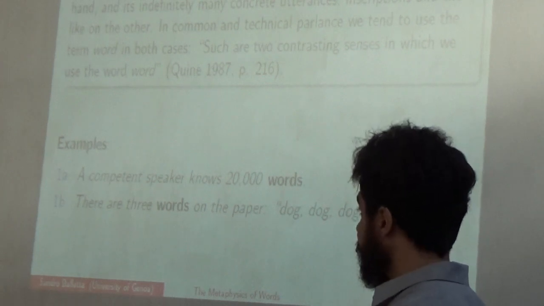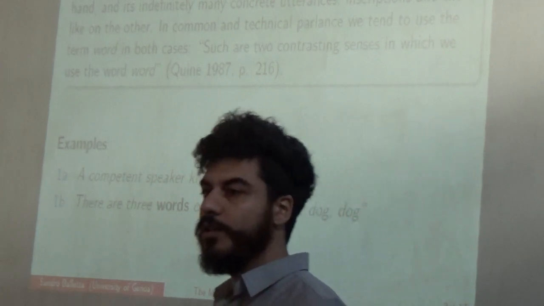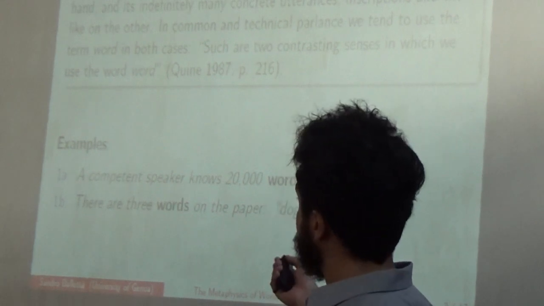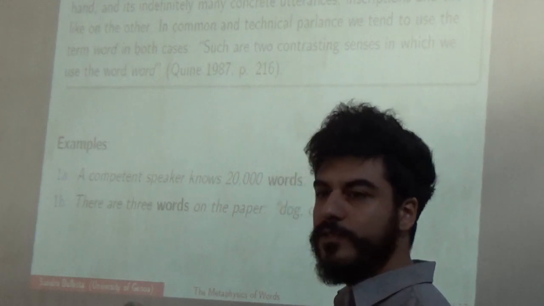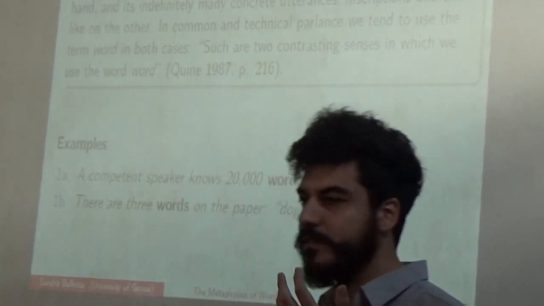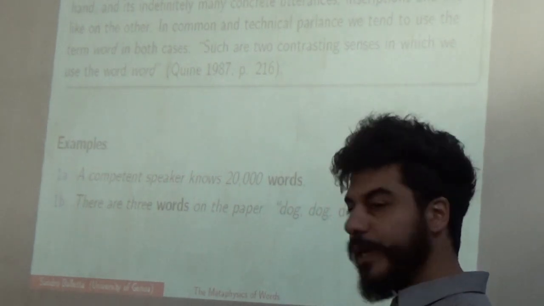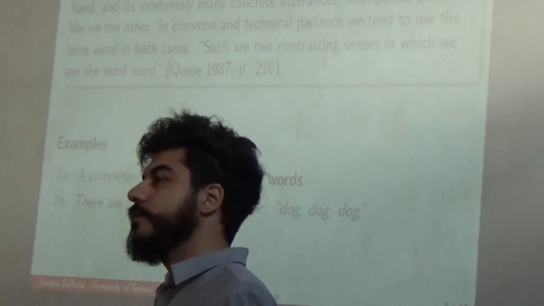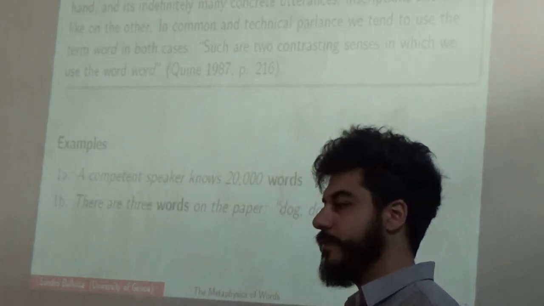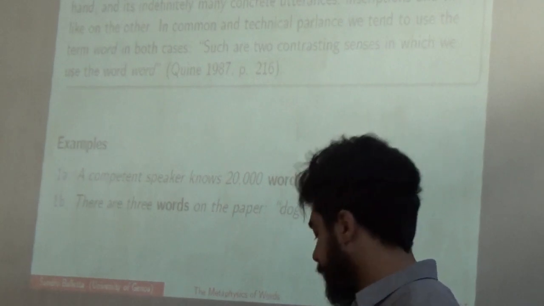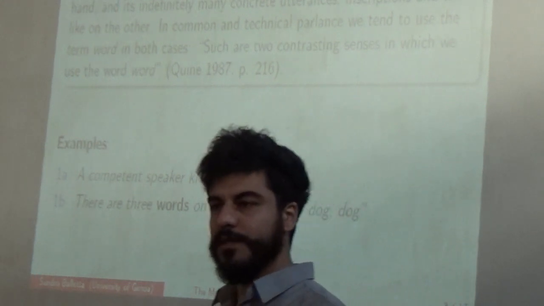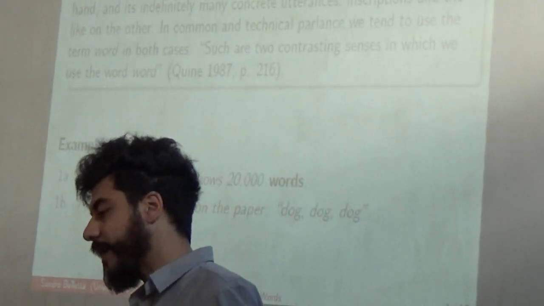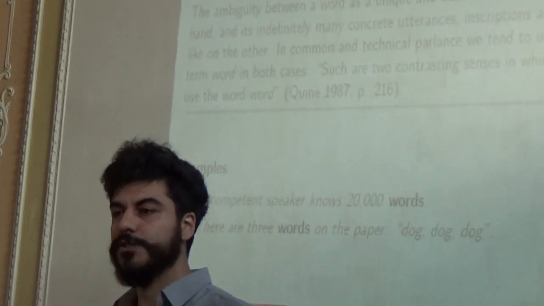Okay, two samples. Competent speaker knows 20,000 words. In this first case, with words we mean unique and abstract entities. On the other hand, if I say there are 3 words on the paper, dog, dog, and dog, even if on one hand we can say that dog is one word, in this case with words we mean concrete inscriptions, okay? Well, this is not big news, and typically this ambiguity is treated in terms of types and tokens. There are several type token models actually, and they differ in the way they characterize the type, and they differ in the way they cash out the relationship between the type and the token.